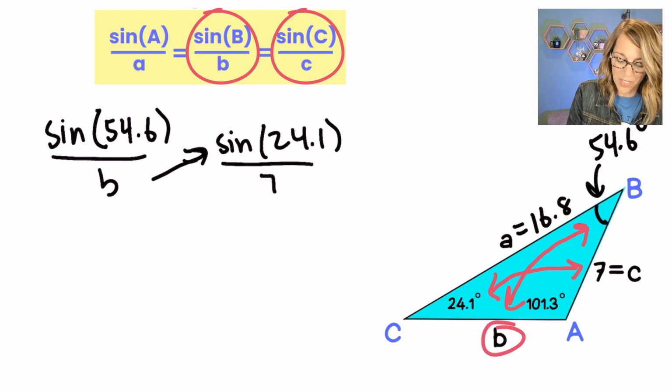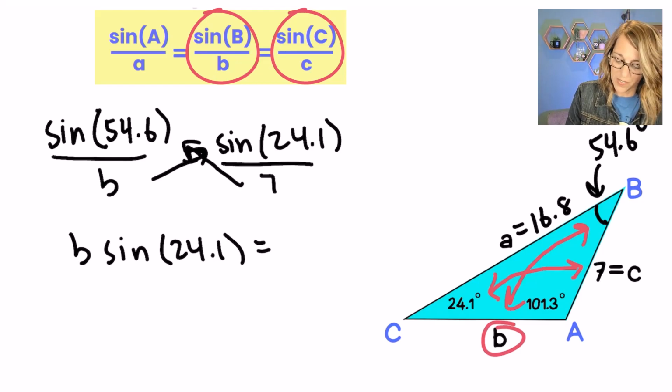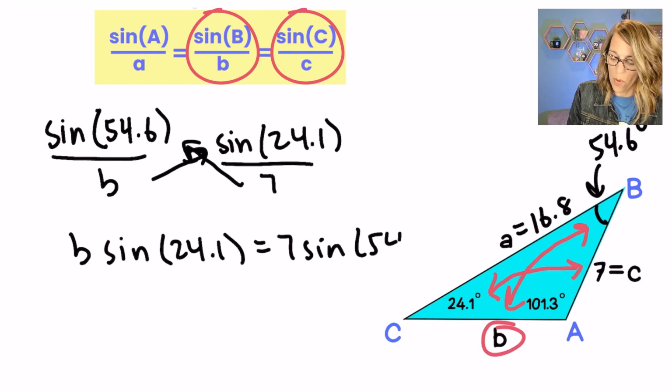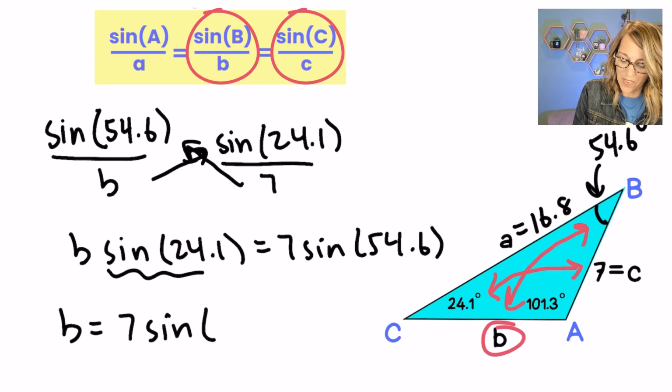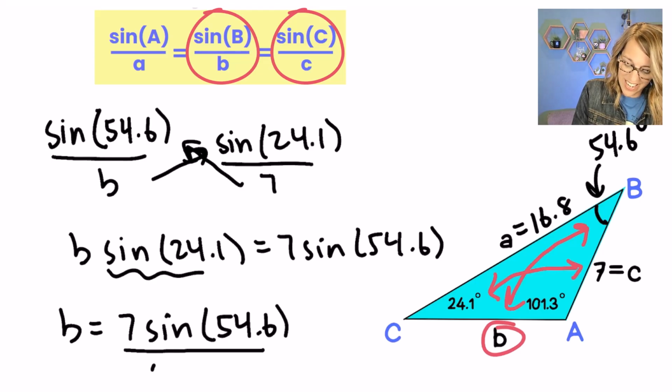Let's go ahead and do some cross multiplying. I'm solving for side B now. So B times the sine of 24.1 is equal to, this looks familiar, right? 7 times the sine of 54.6. I just need to divide by the sine of 24.1. So b is equal to 7 times the sine of 54.6 divided by the sine of 24.1.